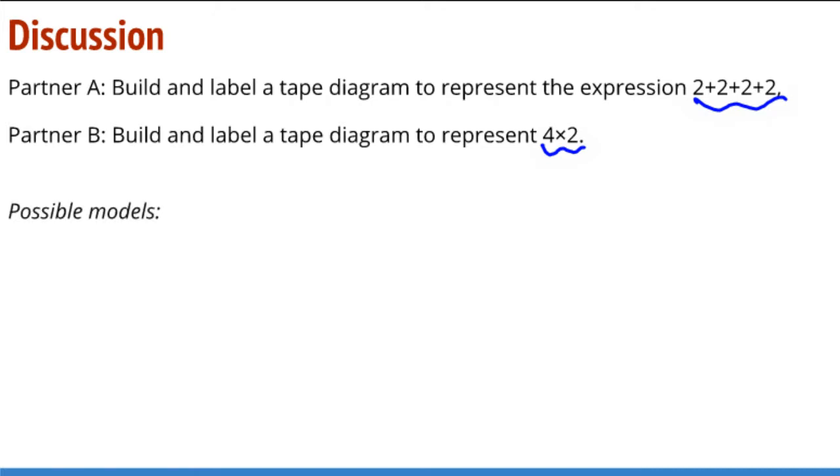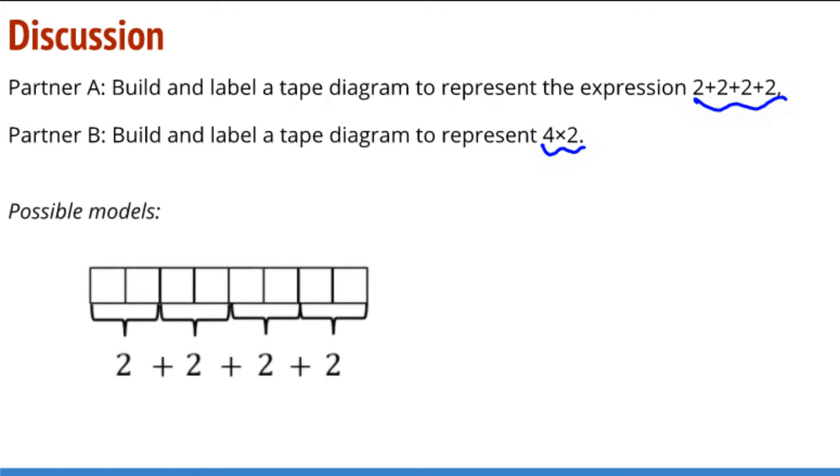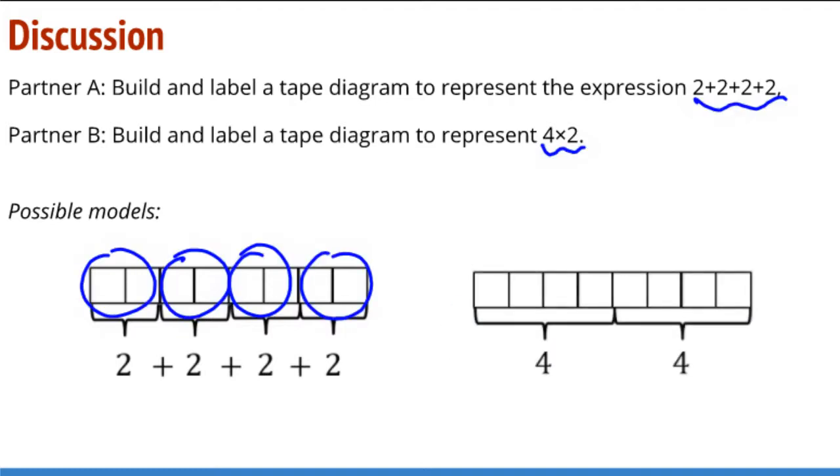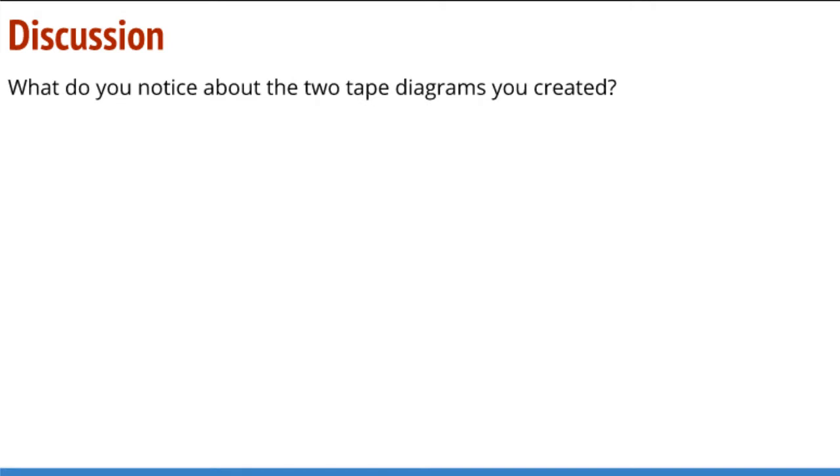So here are a couple of possible models. We've got 2 plus 2 plus 2 plus 2, so that would be an addition. And we've also got 4 times 2. So we've got 4 and 4, so we've got 4 twice. Now hopefully, as you are looking at these, you are going to notice some similarities between the diagrams, which brings us to the next question here.